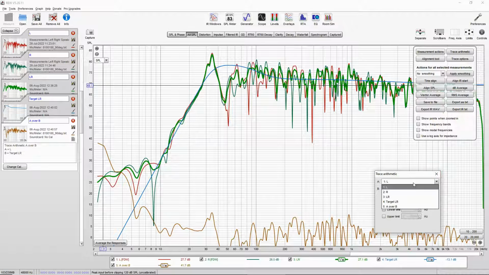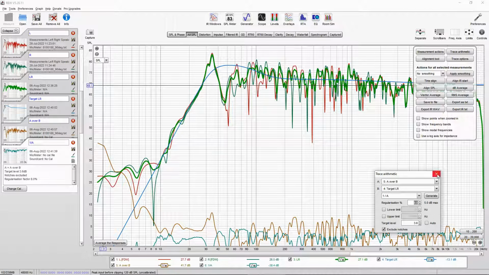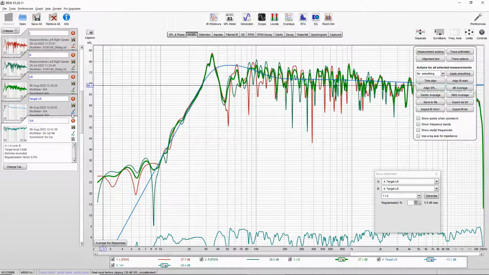And then once we have that division, we take the inverse of it by using 1 over A. B here is not important, it just takes the inverse of the A. So we inverse the division. For this one we use 8% regularization. You can change this value, but this works quite well. It means 5 dB correction max at every frequency point. Target level should be at 3.6 and exclude notches ticked. So generate, and now we can delete A over B, and we can call this L inverted.